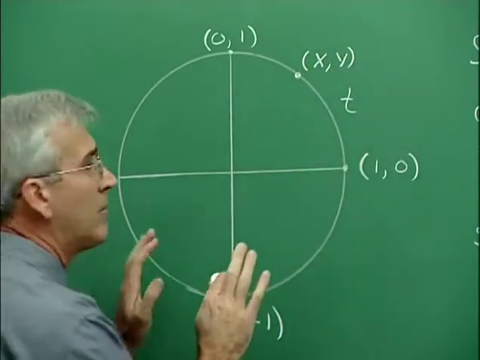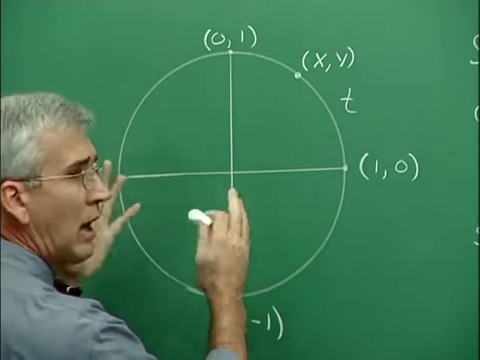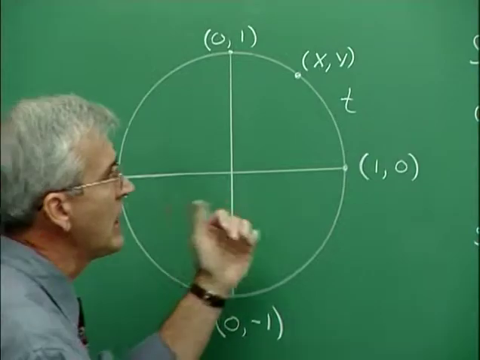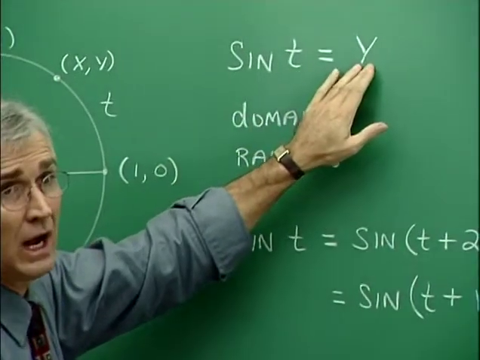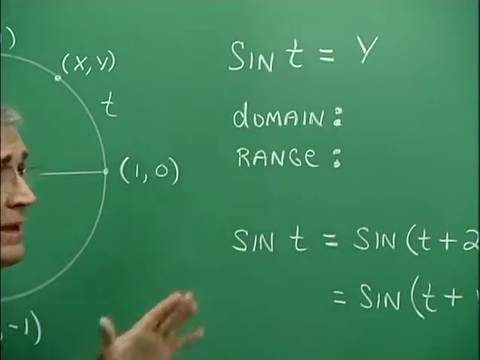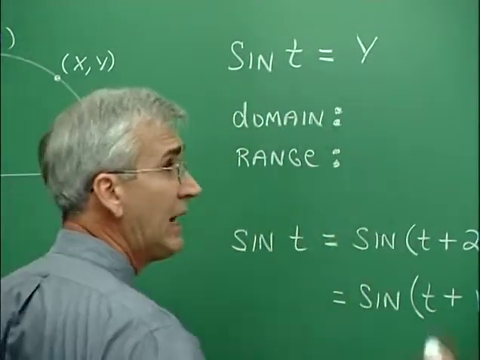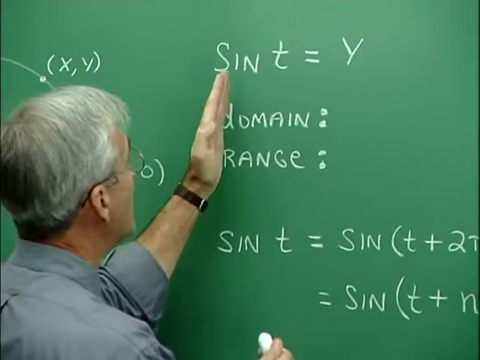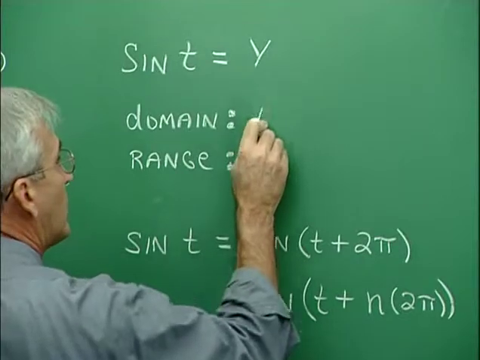Now let's think about the notion of domain and range for our trig functions. For example, if we're talking about the sine of a real number t being equal to y, then the domain would be the acceptable replacements for t. Well, we're thinking about t as being any real number. You see, we can take the sine of any real number, so the domain of this function is all real numbers.